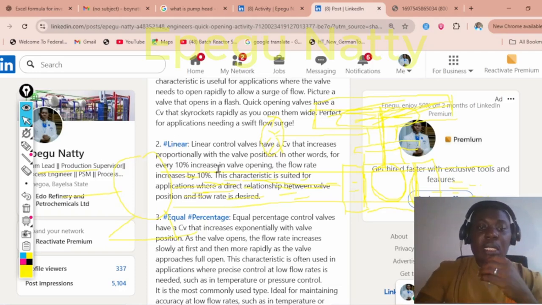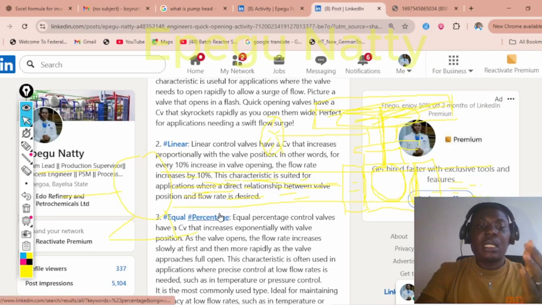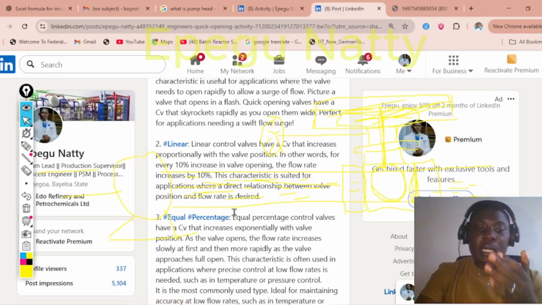So the linear is a control valve that has a CV and increases proportionally with the valve position. In other words, for every 10% increase in the valve opening, the flow rate increases by 10%. This characteristic is suited for applications where a direct relationship between valve position and flow rate is desired.